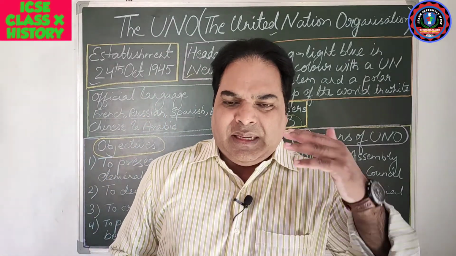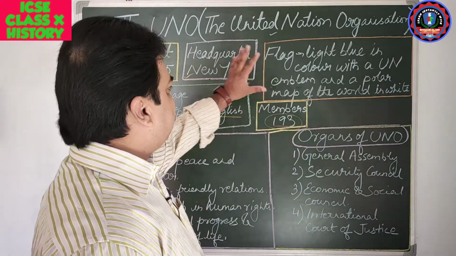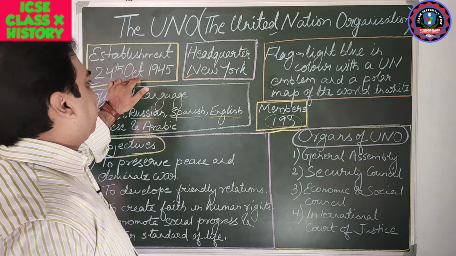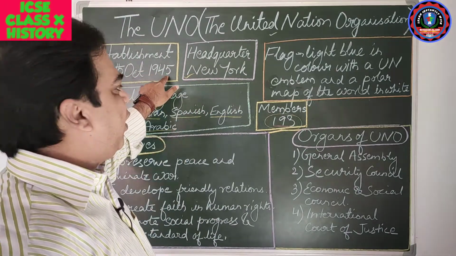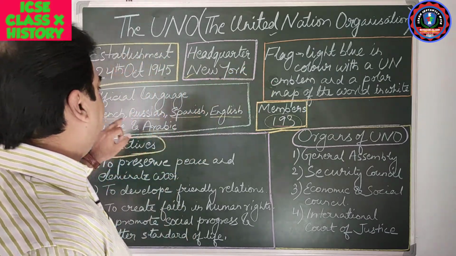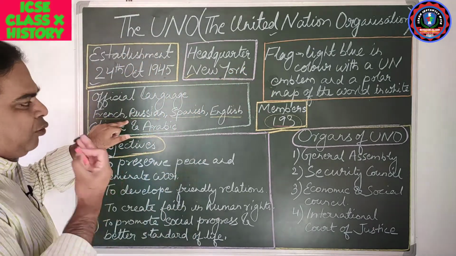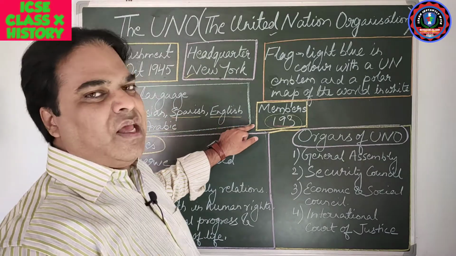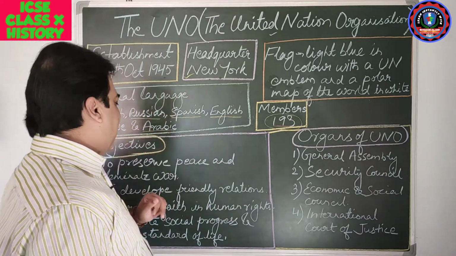These are the basic things: on 24th of October 1945, the United Nations was formed. New York is the headquarter of UNO. This is the flag. These are the official languages. You can go through it. Then membership, you can see at present 193 members are there.